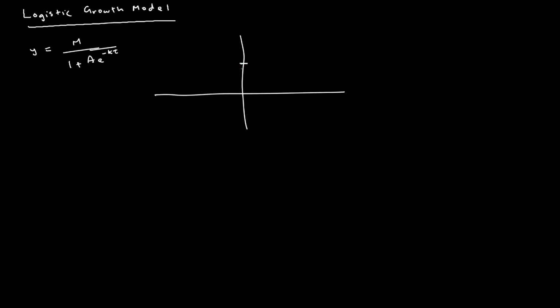So let's find the y-intercept. When t is equal to 0, the exponential term becomes 1. So y of 0 is simply m times 1 over 1 plus a. And so that will be our y-intercept, m divided by 1 plus a.